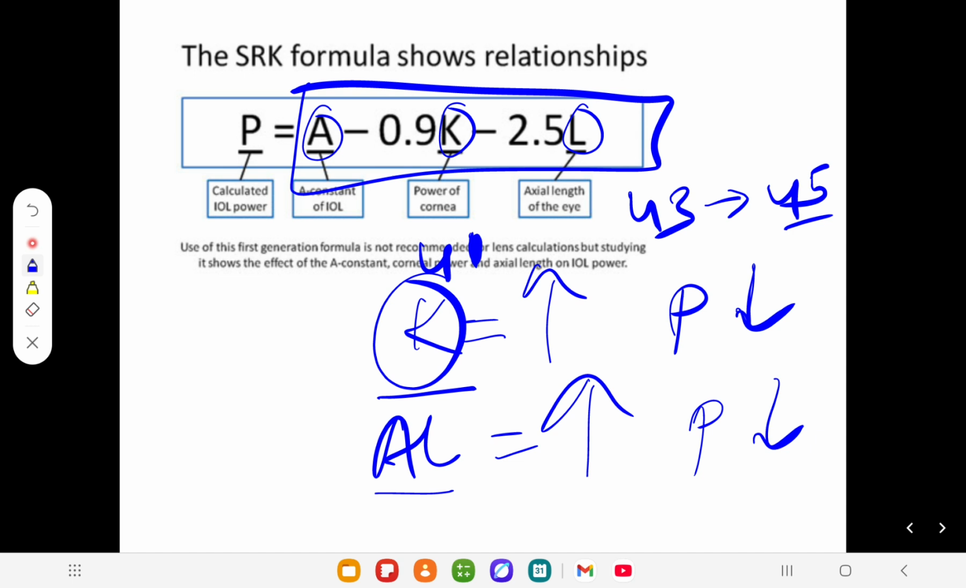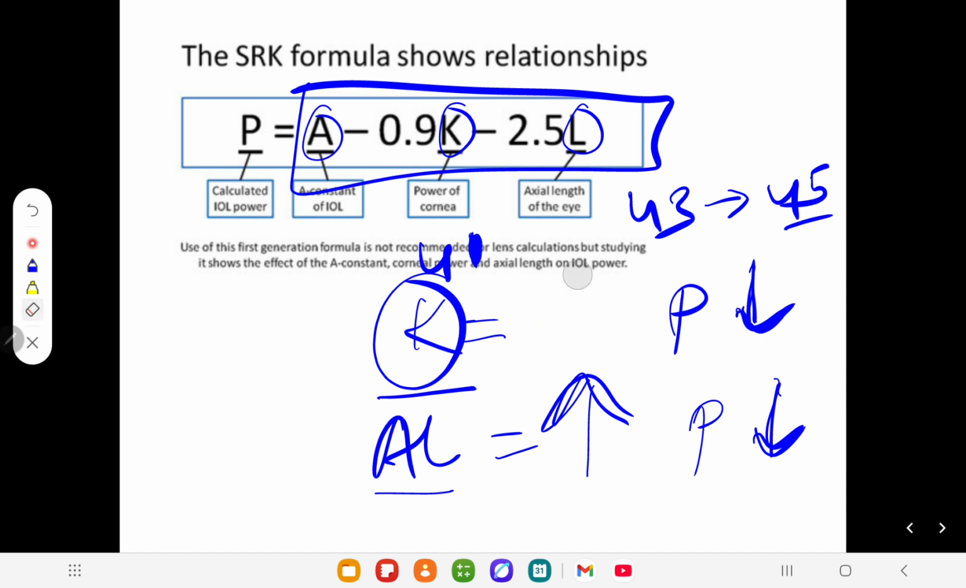If K increases, myopia. If K decreases, hyperopia. Just taking K into account, isn't it? If axial length increases, myopia. If axial length decreases, hyperopia. So isn't it simple? If K increases means myopia, then IOL power decreases. If axial length increases, IOL power decreases, isn't it?